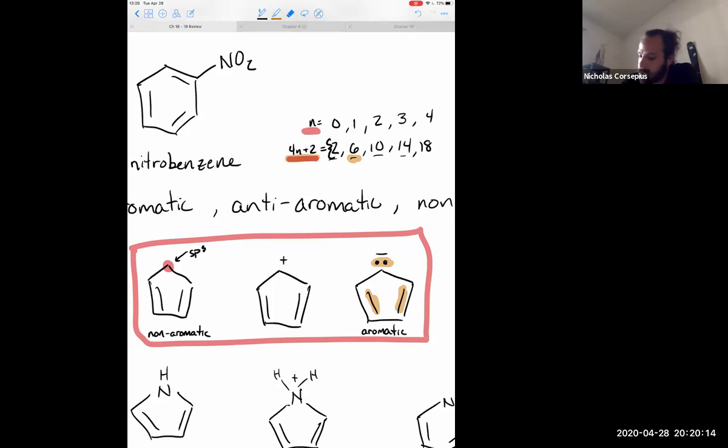So that would take us to this one here. Since this is a positive charge, that of course doesn't represent any electrons. That's an empty p orbital. So this has 2, 4 electrons. That's not one of our numbers in our 4n plus 2 series. So this is anti-aromatic.